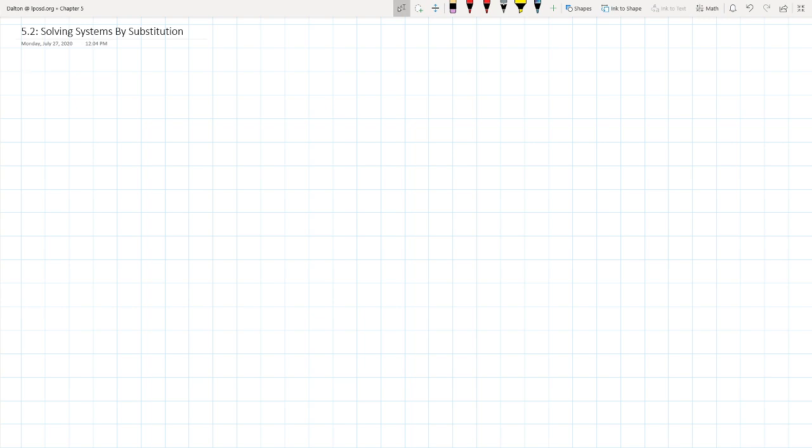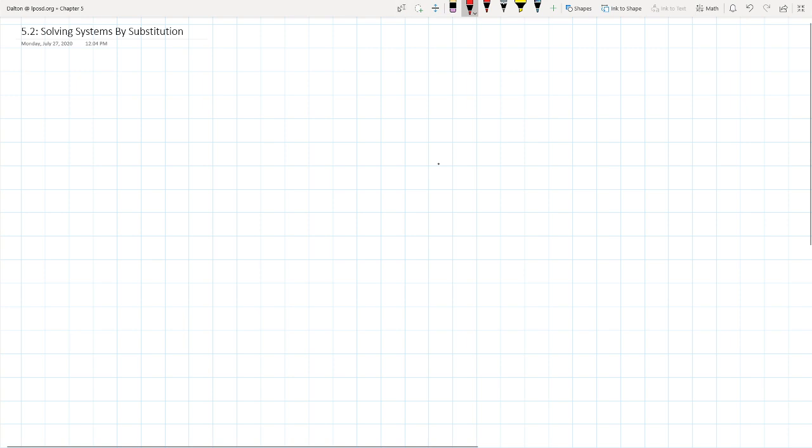Okay, so this is Chapter 5, Section 2. This is actually the first one of the chapter. We're skipping 5.1. So in this one, we're going to be solving systems by substitution. Your objective today is that you're able to solve a system using substitution.